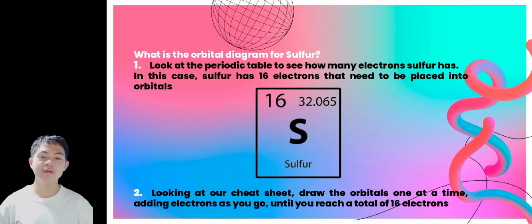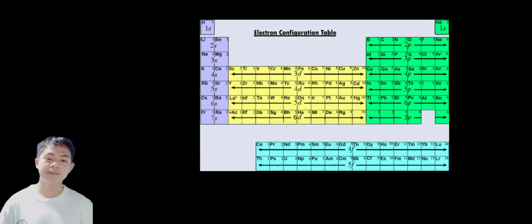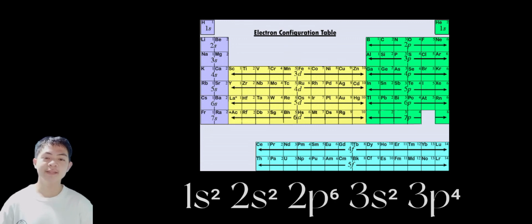Sulfur has an atomic number of 16. That means it has 16 protons, and since sulfur, like all of the elements on the periodic table, is neutral, we have 16 electrons for sulfur. Based on the discussion of Miss Tracy and Miss Jessica, we can identify the electron configuration of sulfur with the help of this table. So, the electron configuration of sulfur is 1s2, 2s2, 2p6, 3s2, and 3p4. We'll use this to write the orbital diagram.